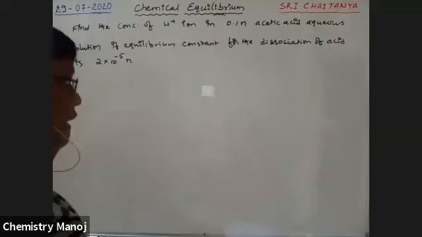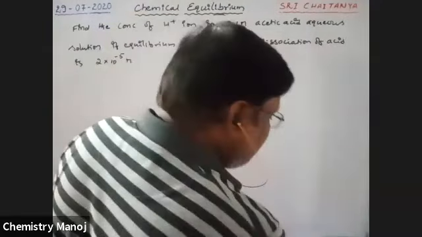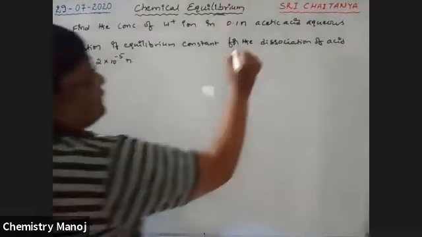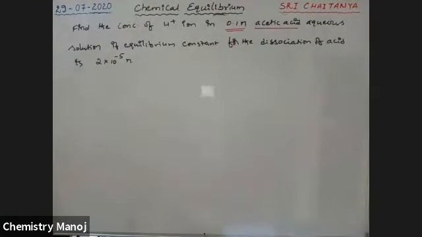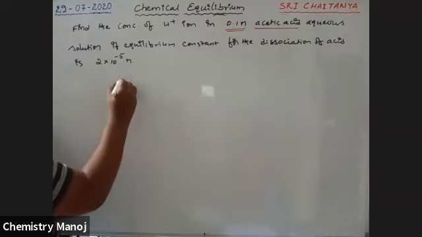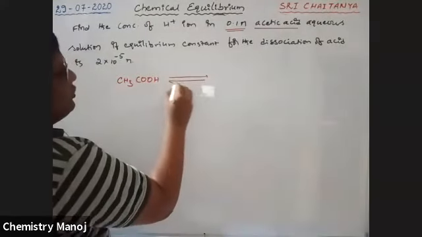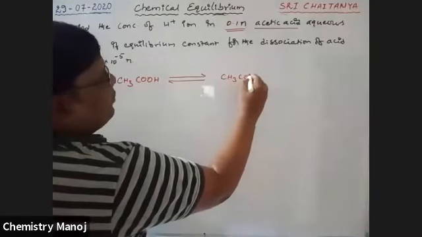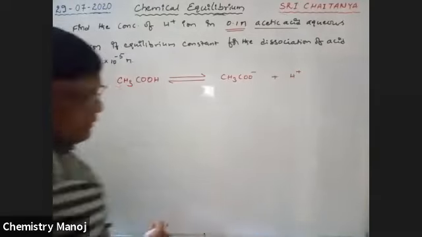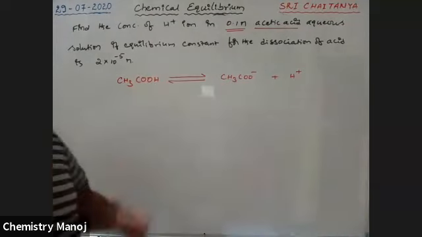And he wants to find out the concentration of H plus ion. So what is that acid? Acetic acid. See here, acetic acid. How much is taken? 0.1 M initially taken. Acetic acid formula, that is CH3COOH, which is dissociated into CH3COO minus ion and H plus ion. It is the dissociation of weak acetic acid.